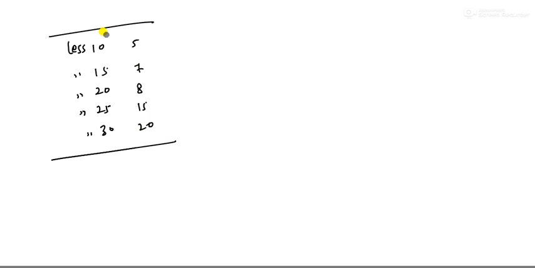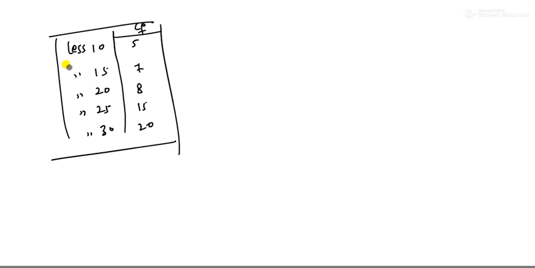See, if they give a question like less than 10, less than 15, less than 20, less than 25, okay, less than 30, and here they have given like 5, 7, 8, 15, 20. If this is the case, it means they have already given cumulative frequency. Remember this. If they have given in this format, it means they have already given cumulative frequency.